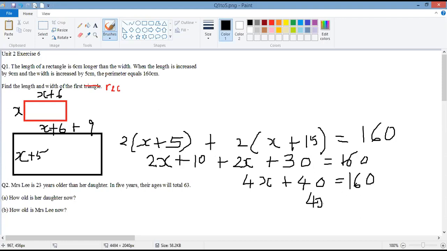So 4x equals to 120, because 160 minus 40, you got 120. So your x will become 30 cm. So the x is 30. But now they want you to find the length and width of the first rectangle.